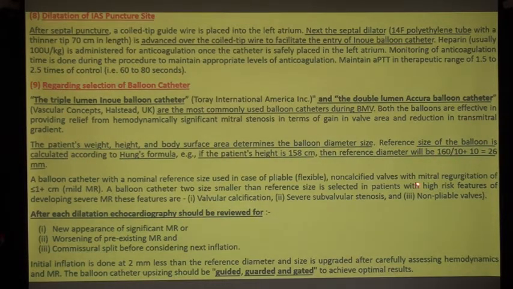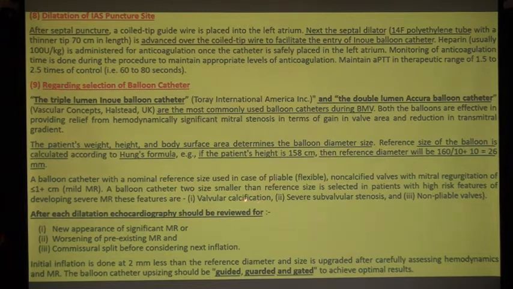Very simple. A balloon catheter with a normal reference size is used in case of pliable, flexible, non-calcified valve with mitral regurgitation of less than 1 centimeter square of the mitral valve, means mild MR. A balloon catheter 2 sizes smaller than reference size is selected in patients with high risk features of developing severe MR. And what are the signs of the severe MR?